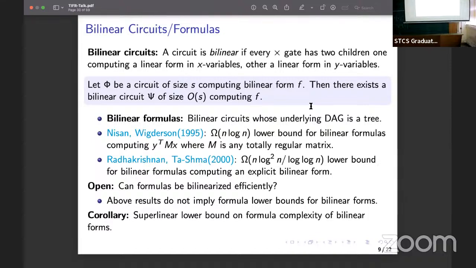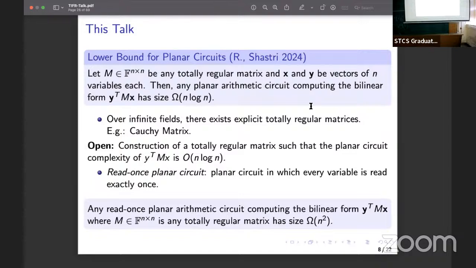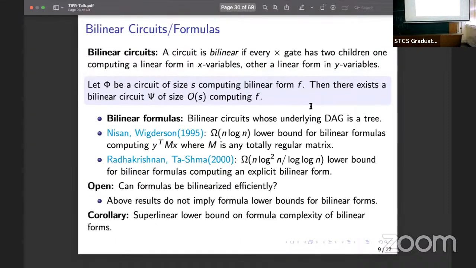So these bounds above do not imply formula lower bounds for bilinear forms. If you look at the main statement here, it says that any planar circuit computing the bilinear form must have size omega n log n, and any formula is also a planar circuit. So you have a superlinear lower bound on the formula complexity of bilinear forms without bilinearizing formulas. Whether formulas can be bilinearized, we do not currently know. There are many models here: formula circuits, planar circuits, bilinear circuits. I have already opened a gazillion terms, so I hope it's okay.